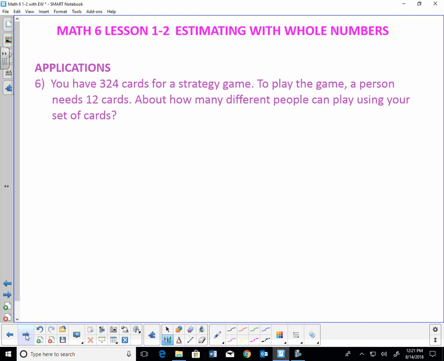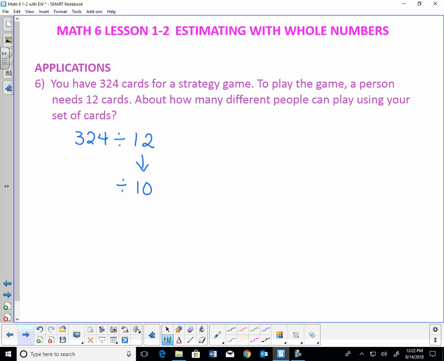So you have 324 cards, and you need to divide them up because each player needs 12 cards. Okay? So if I need 12 cards per person, it's probably best to round this divisor into something that I can divide pretty easily. Because, you know, I'm not really good with dividing by 12. Most people aren't. So I'm going to look at this and say, what's a good number that's close to 12? Well, 10 is. It only rounds it down a little bit.